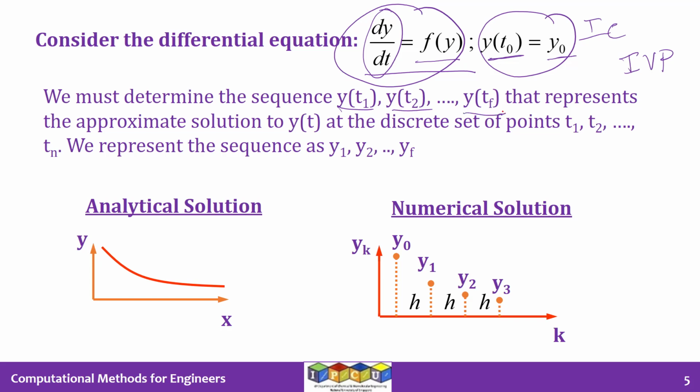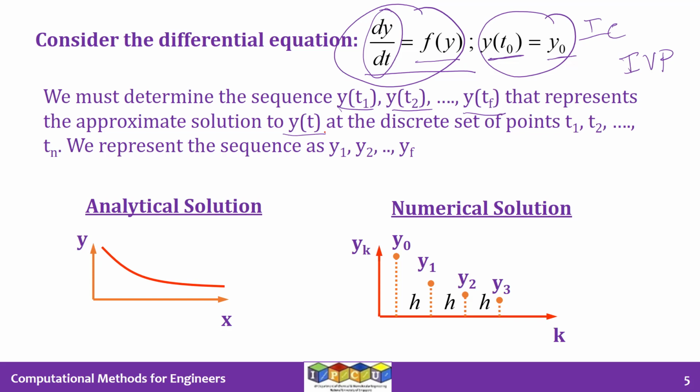So we are not going to get an algebraic expression for y as a function of t. We are going to get numbers for y at t equal to t1, y at t equal to t2, y at t equal to t3, and y at the final time tf. So we are going to get a bunch of numbers, a sequence of numbers, as the answer to the problem. And this would represent an approximate solution to the true solution, which is y(t).